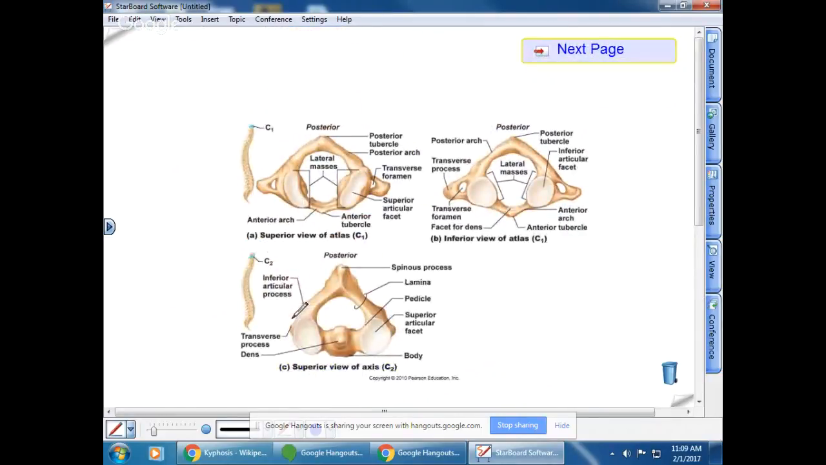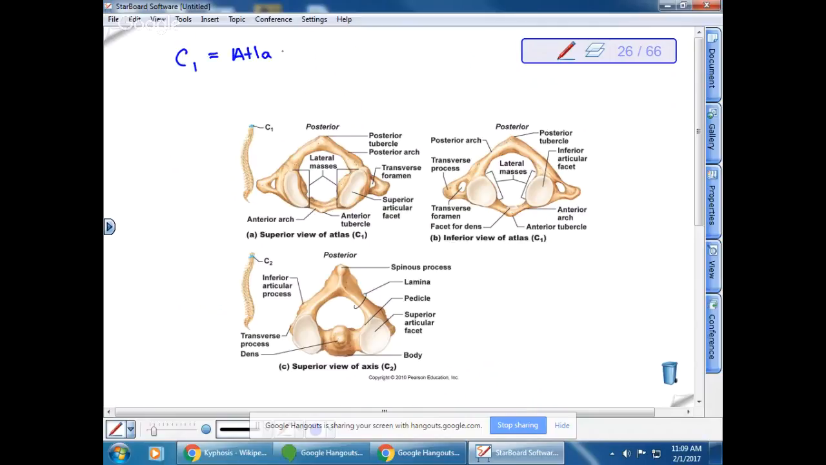Okay, so the last thing I want to talk about are the two cervical vertebrae that are really important that allow rotational movement of the head. So C1, there was some confusion of this in your lab. C1 is atlas. It is the vertebra that articulates with the occipital condyles of the occipital bone, okay?